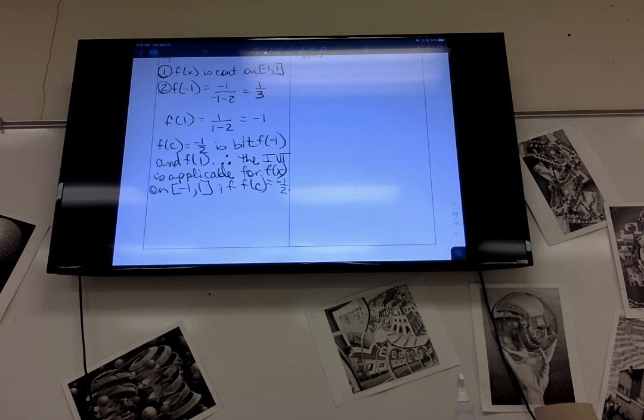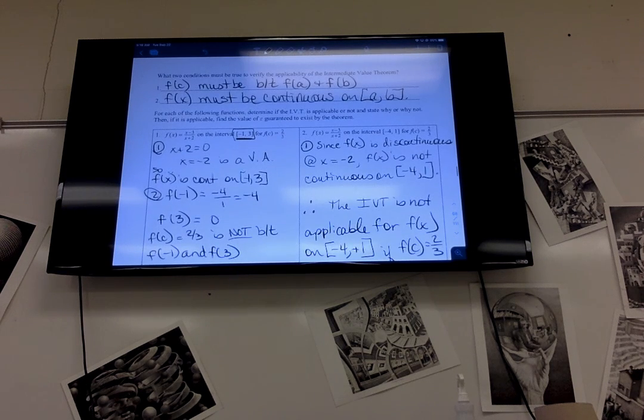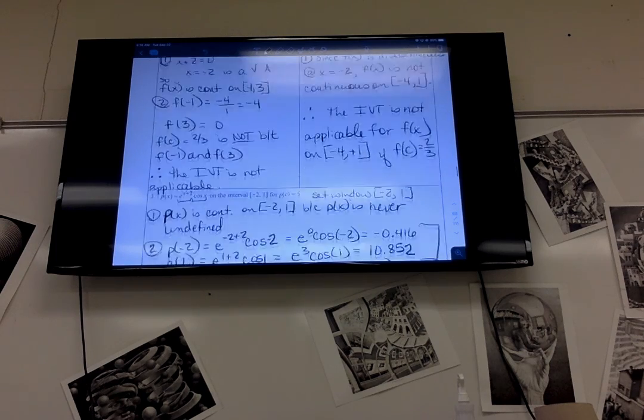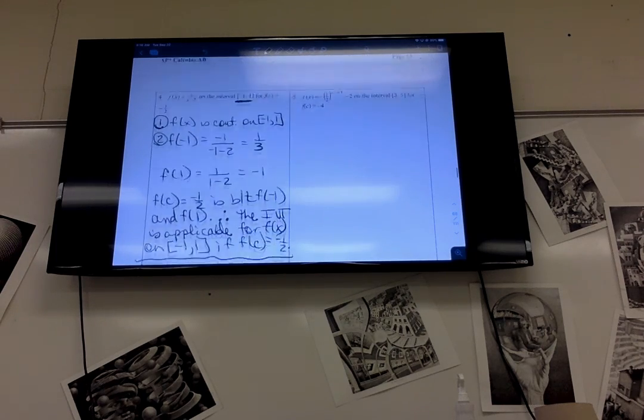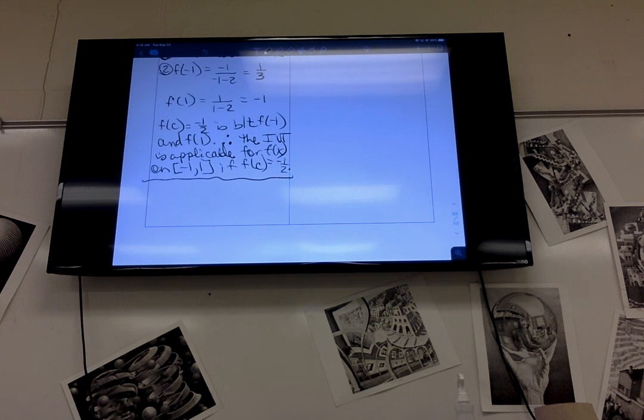So now we got to find c. We got to find the c that makes f of c equal to -1/2, because according to the intermediate value theorem, there is one. Why do we have to find it? Because it told us to. Find the value of c guaranteed to exist by the theorem. Yeah, but isn't c -1/2? No, f of c is -1/2. Oh, you want to find the point. Yeah, I want to find x.